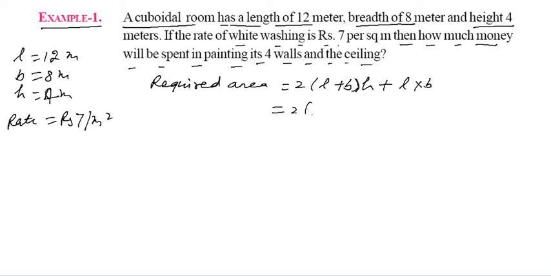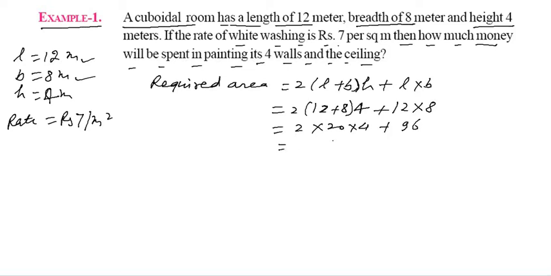Now put the values. L is 12, B is 8, and height is 4. So you have to write 4 here, and plus L into B, that is 12 into 8. Now multiply: 2 into 20 into 4 is 160, and plus 96. So you can add here: 160 plus 96. So what will happen? It is 256 meter square.